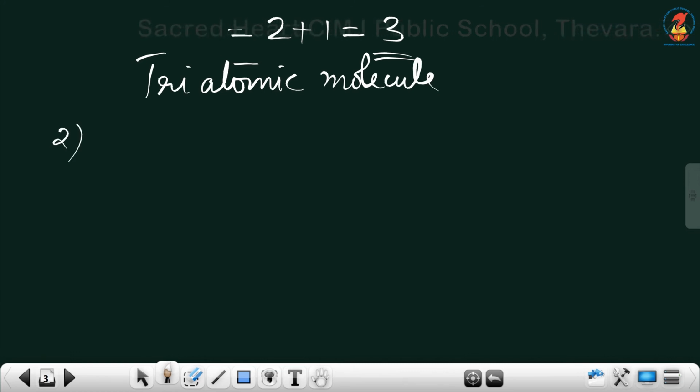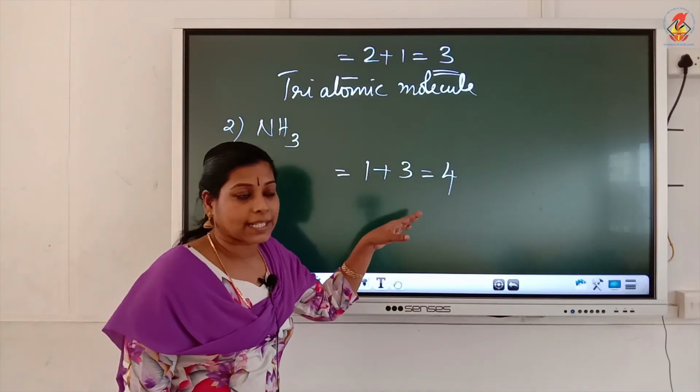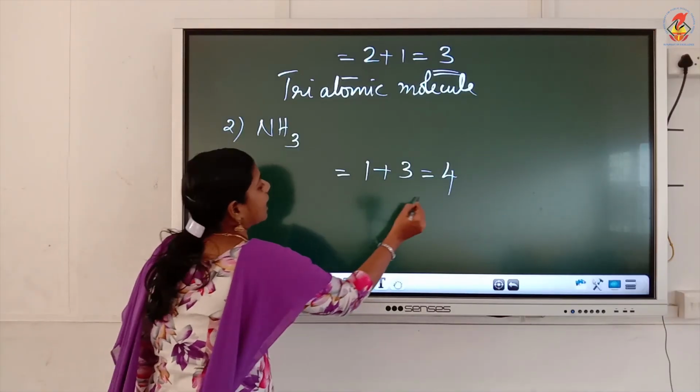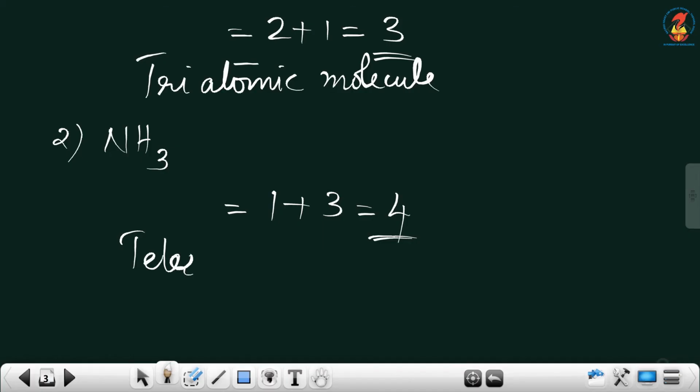Another example, ammonia. What is the formula for ammonia? NH3. If you are calculating the atomicity, nitrogen 1, hydrogen 3, so total 4. Atomicity is 4, or we can write tetraatomic molecule.